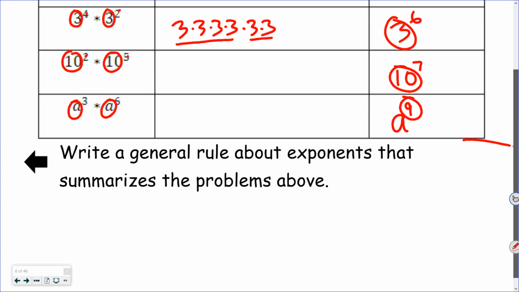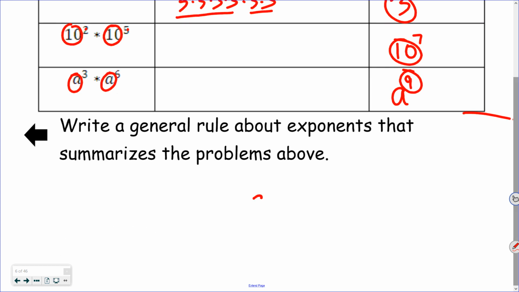This is how you could write it algebraically: if I have something raised to a power multiplied by the same base raised to a power, the shortcut way of doing that is you keep the base the same and you add the exponents.